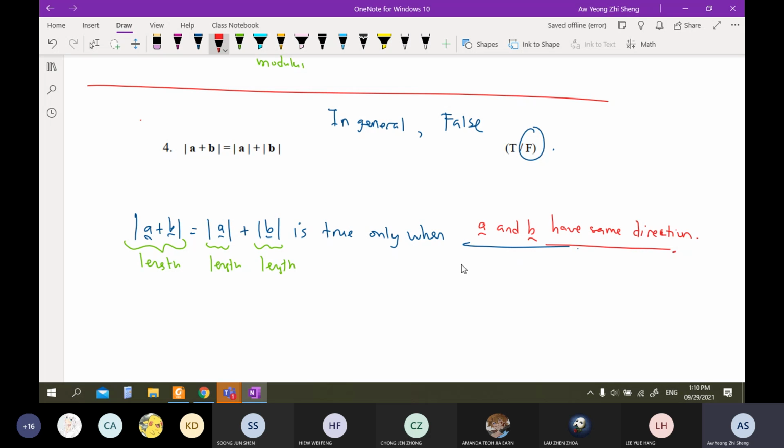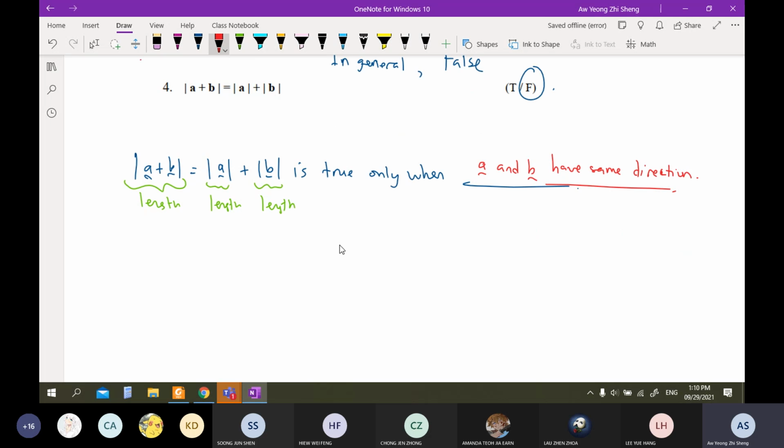So don't get confused. A and B are vectors. We never say a vector is positive. We also never say a vector is negative. A vector is not a number.